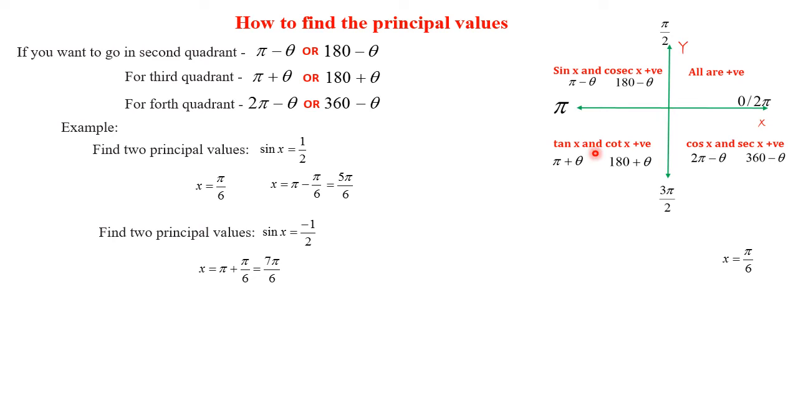So now we are in the third quadrant, because in the third quadrant sine is negative, and in the fourth quadrant also sine is negative. So for the fourth quadrant, what we have to do? 2 pi minus theta we have to do. So x is equal to 2 pi minus our theta, which is pi by 6. So 2 pi minus pi by 6. 6 into 2, 12. 12 pi minus pi is 11 pi by 6. So these two are our principal values.